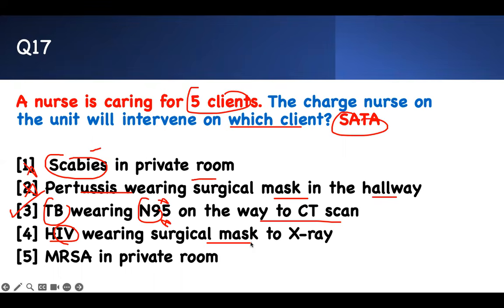HIV wearing surgical mask to X-ray. HIV is what? Standard precaution. There's no need to wear anything. MRSA in the private room is contact, so private room is good. Select or apply, pick those that you know. So 3 and 4 on the right hand side. 3, 4. That's the one we've got to intervene. The rest is fine.